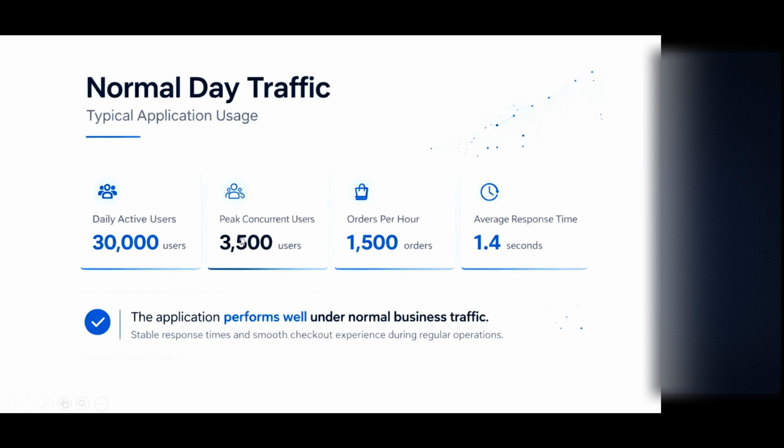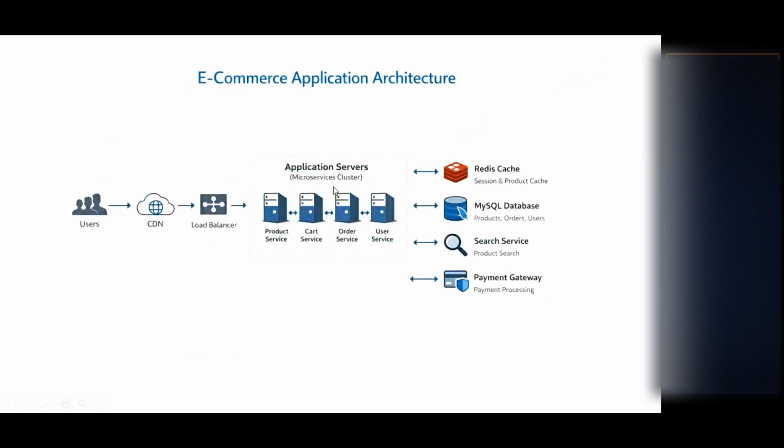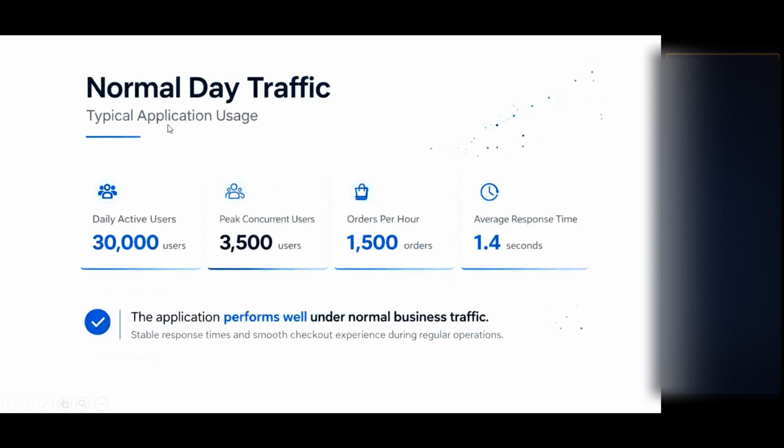So let's try to understand, on this particular application during a normal day, how the traffic is going to look like. As I said, we are going to name our application as the Trend Cart e-commerce application. On this application during the normal day, we are going to have a daily active user count of 30,000 users. So during the whole day, we are going to see some 30,000 users visiting this application. This is on a normal day.